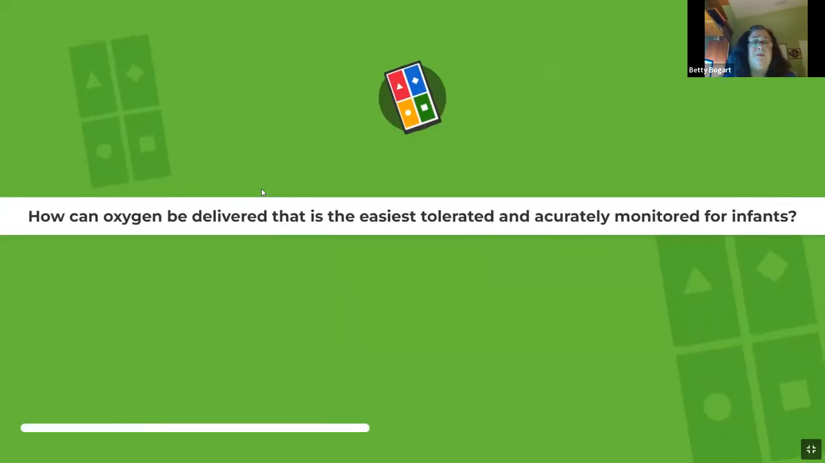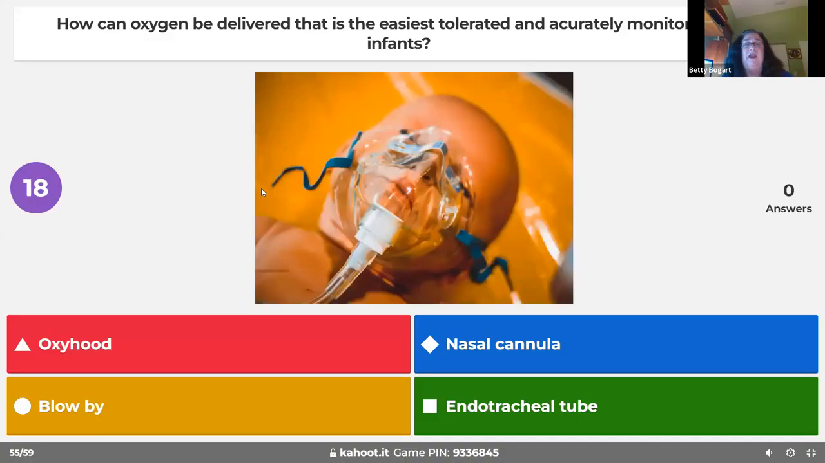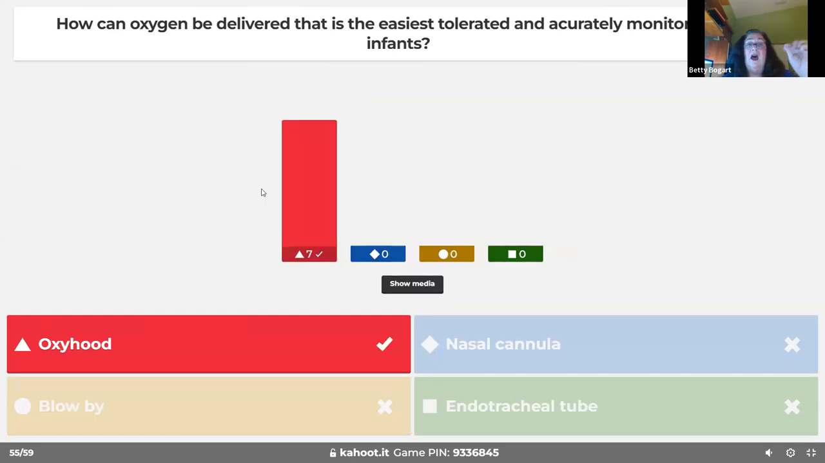How can oxygen be delivered that's easiest tolerated and accurately monitored for infants? Now we're talking about these cardiac cyanotic problems. Many of them are going to get oxygen or a little bit of oxygen. What's the best way? Oxyhood, because it's clear, they can see, they can put their fingers, there's nothing taped or blown in their nose. Very good.